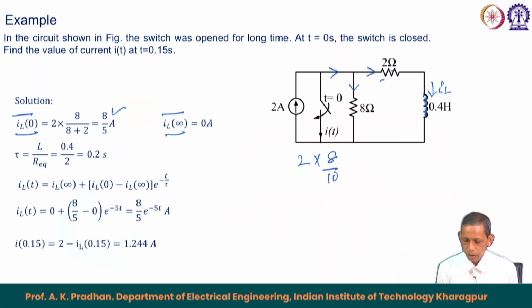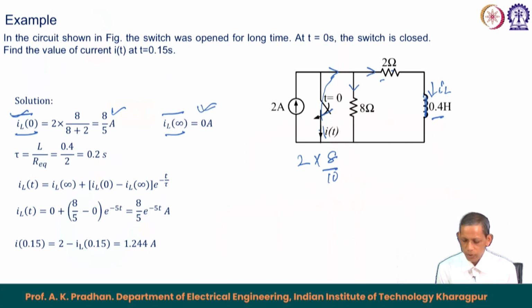Now, I infinity in that arrangement means this will be closed. Then the 2 ampere is shorted here and this part will also become shorted. So all the energy contained in the 0.4 Henry inductor will be exhausted through this 2 ohm resistance. Therefore, finally, this I L will be equal to 0 ampere. These are the two circuit conditions for the switching event at t equals 0. So we got I L 0 to be 8 by 5 ampere and I L infinity to be 0 ampere.